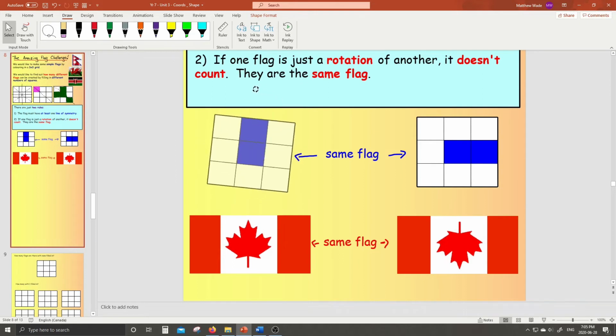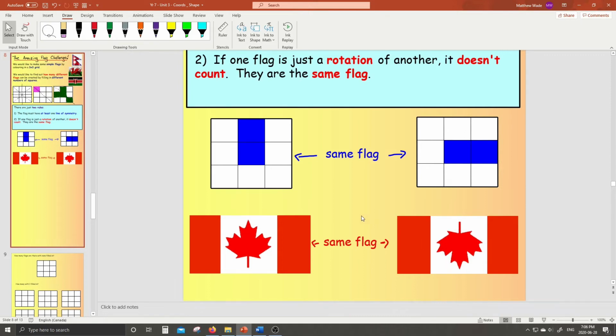So this only counts for one. Both of these flags are just one flag. It's the same way as, look, there's my Canada flag, but it's upside down. That doesn't stop it being the Canada flag, it just makes it upside down. So I can't count this twice, it's the same flag, one's just upside down. Get it, guys? Okay, good.